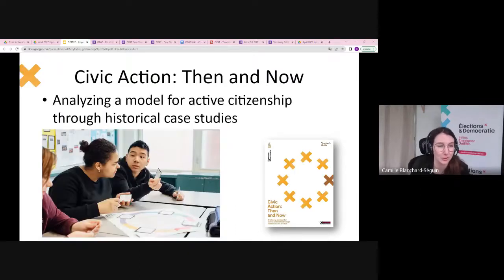Another one of our popular activities is Civic Action Then and Now. This one is also based in historical case studies. It's different groups that have taken civic actions in order to bring change in Canadian history. So students are looking at those historical case studies to then inspire themselves to plan a civic action based on what they learned through the historical ones.